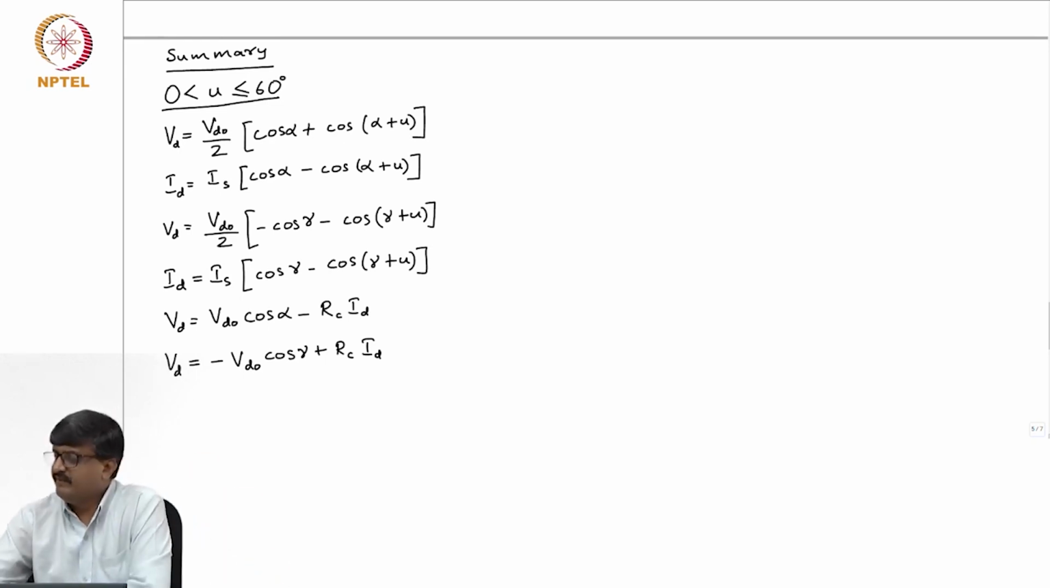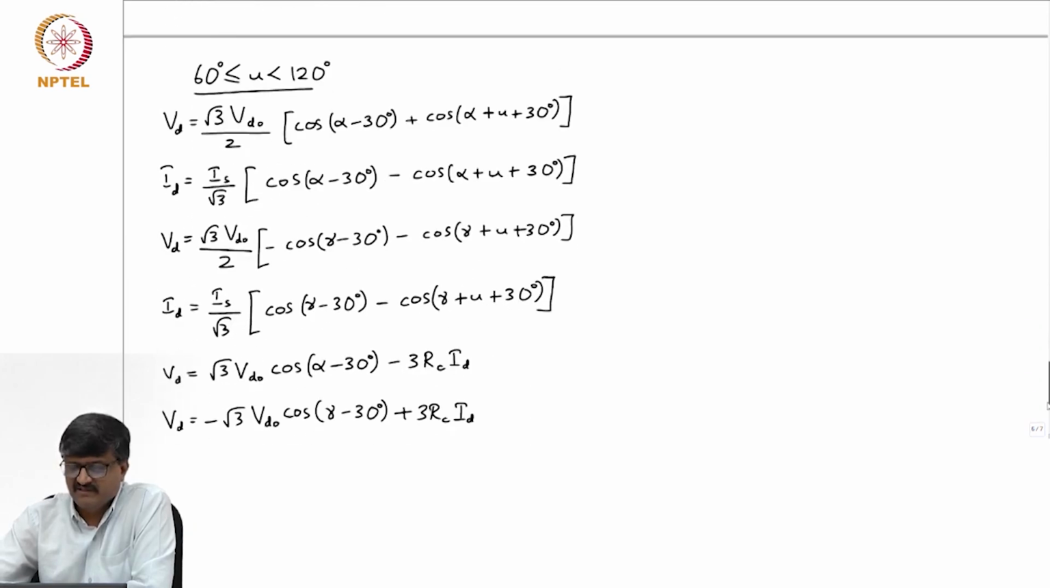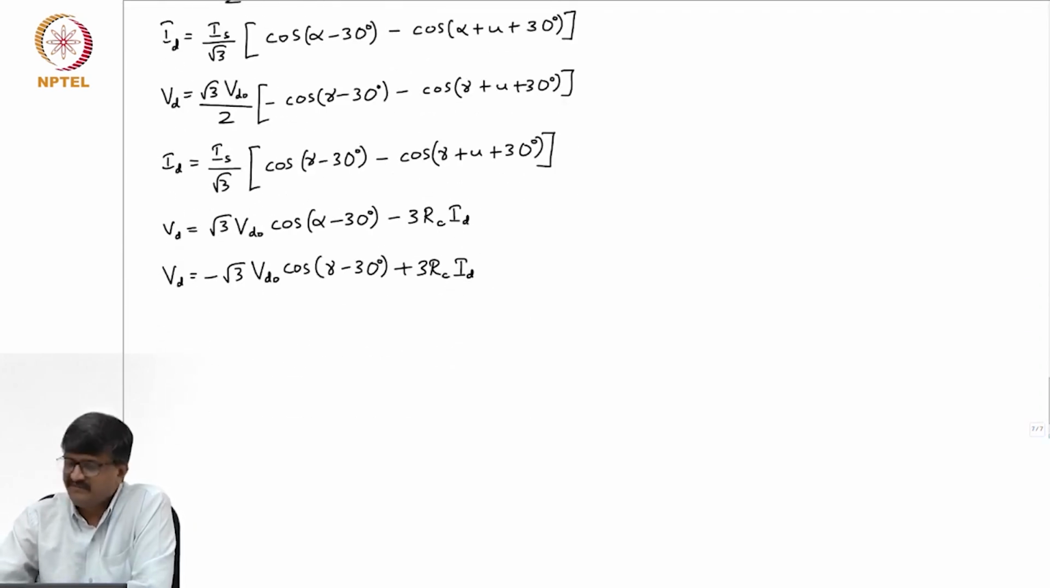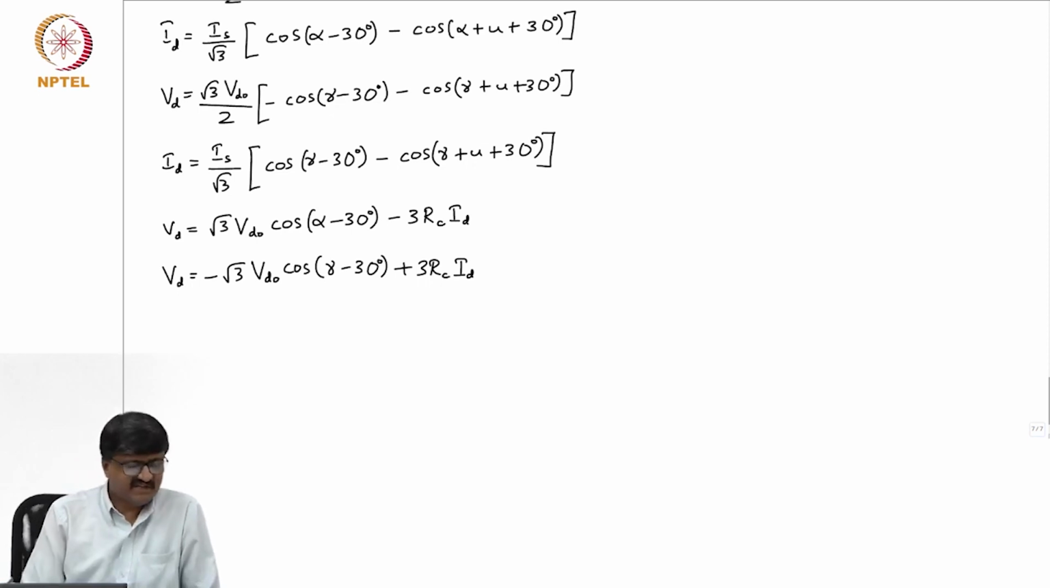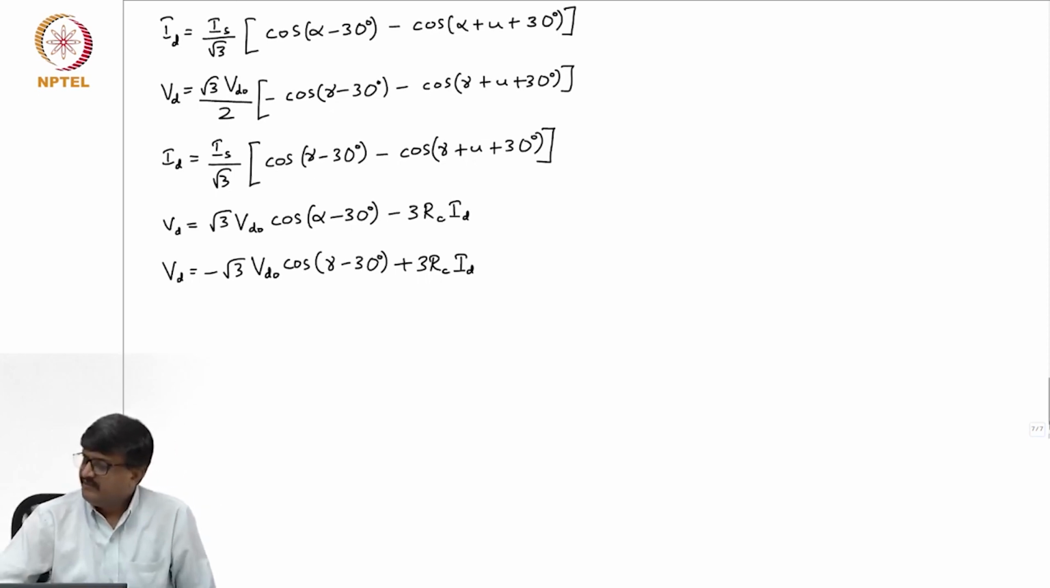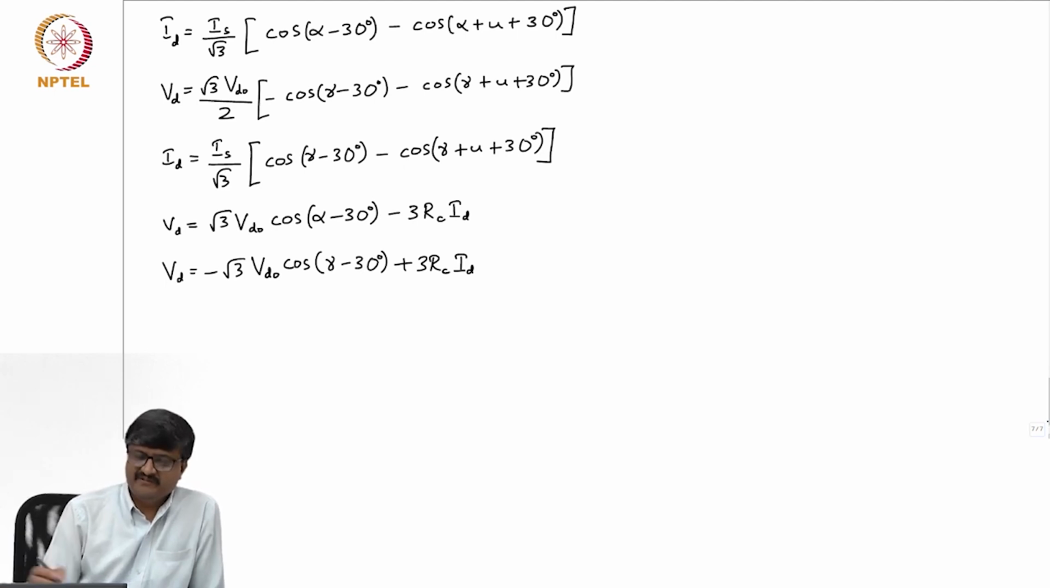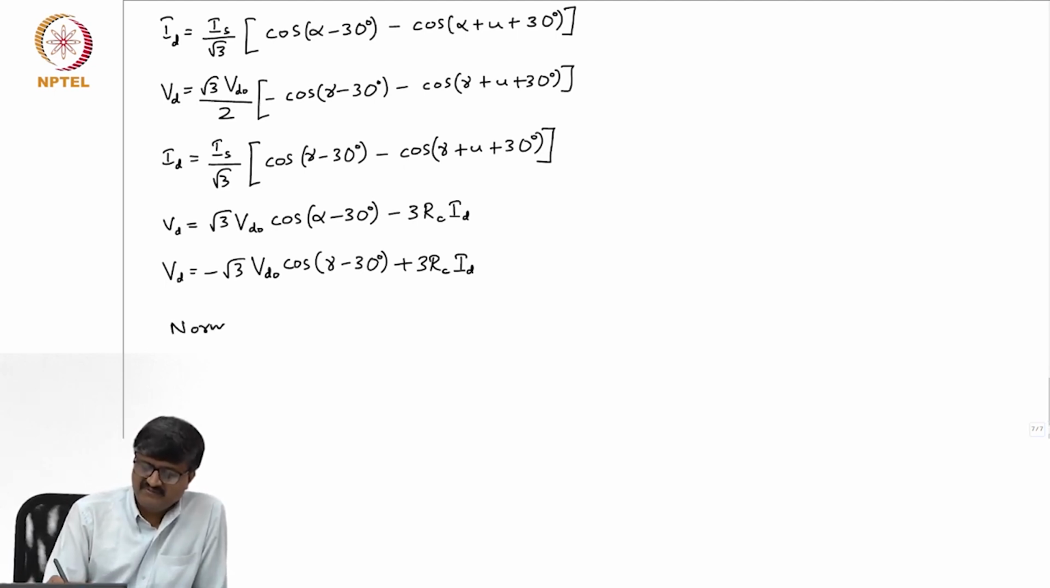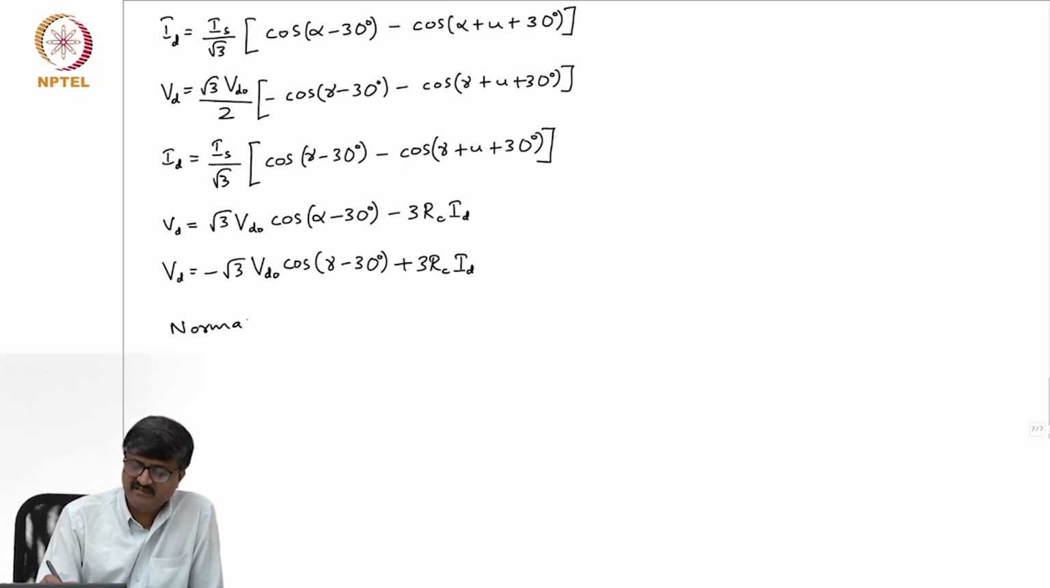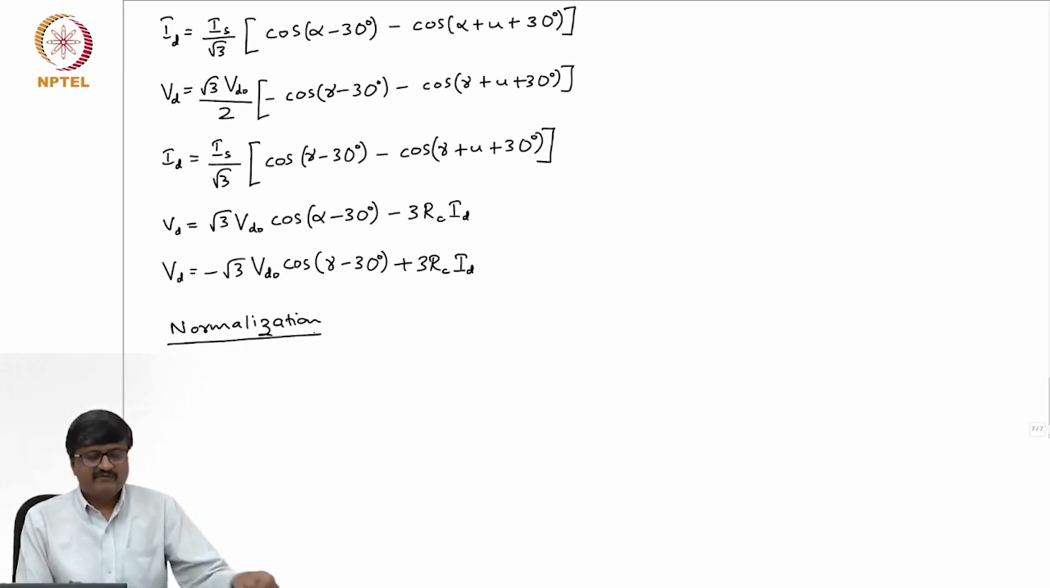Now we are all familiar with what is known as normalization. Normalization is something which is very common in power system analysis. So it will help in simplifying the equations. So let us see how we normalize the equations which are applicable to the converter. Of course, we will consider only the quantities on the DC side. So we need to find what are the suitable base values.